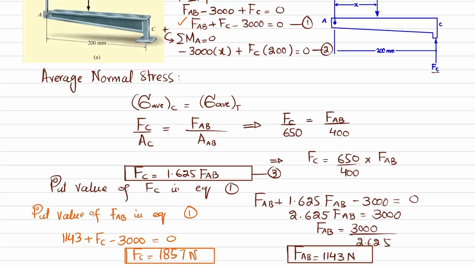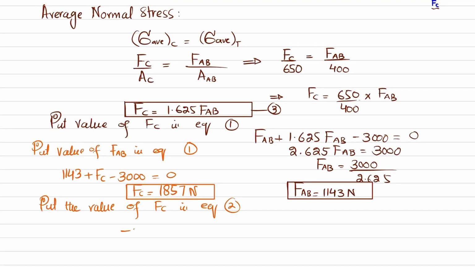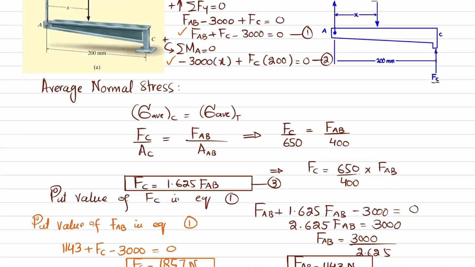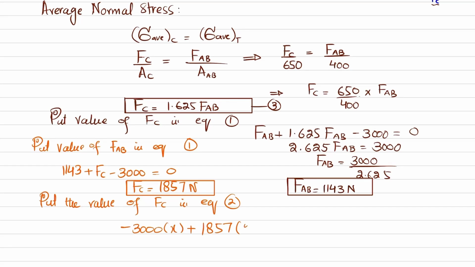Now you have this FC, clear? So what we will do is put the value of this FC in equation number 2. I will write it: put the value of FC in equation number 2. Equation number 2 is minus 3000 into X plus FC into 2, where FC is 1857, multiplied by 200, is equal to 0. So minus 3000 X plus 1857 into 200 is equal to 0.